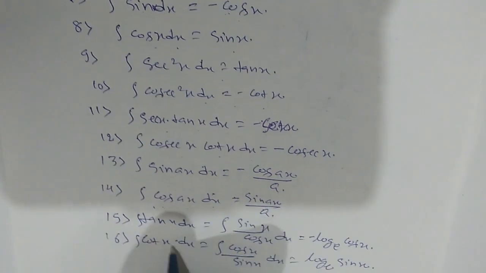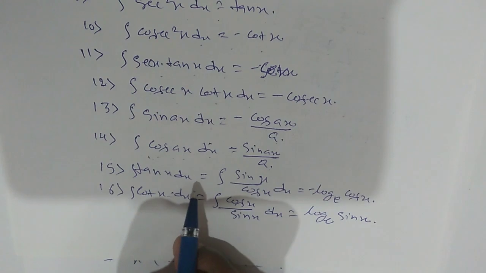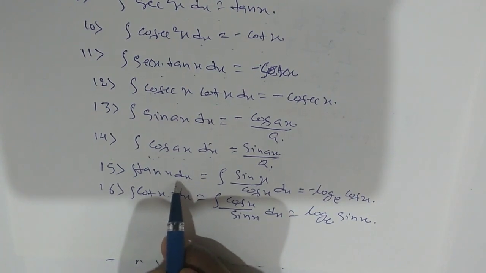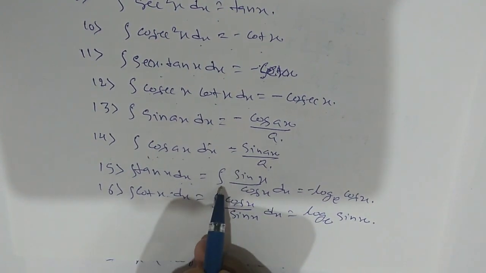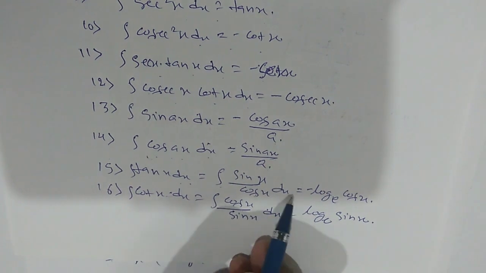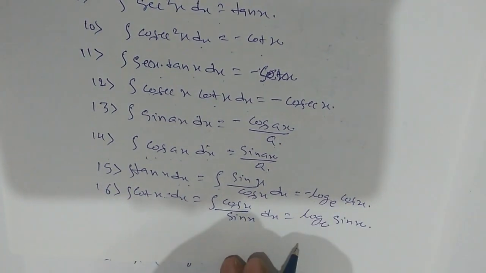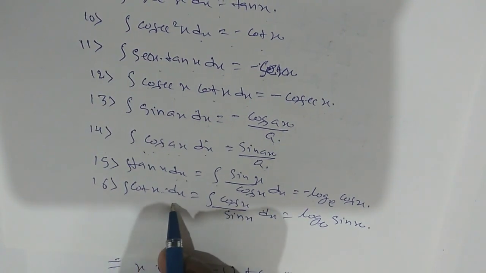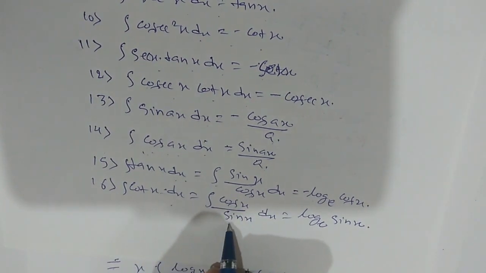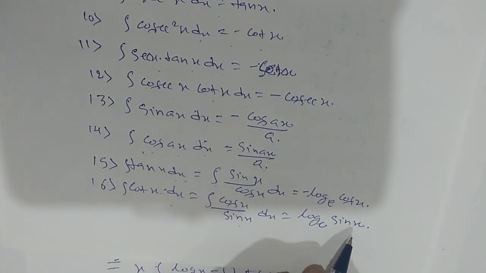Integration of tan x dx: here, integration of sin x upon cos x, so we get minus log e cos x. Another one is integration of cot x dx: integration of cos x upon sin x, so we get log sin x.